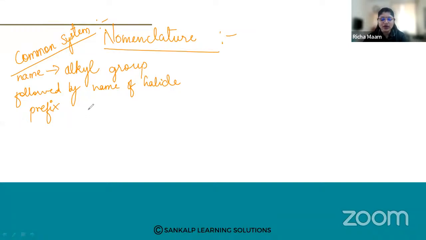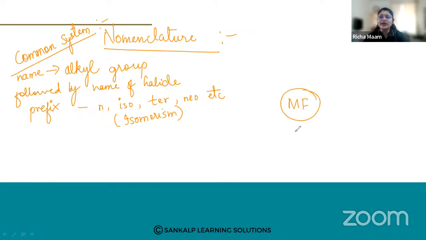So what are the prefixes used? Like N, iso, tertiary, and neo, etc. These are used to indicate isomerism. Now what do you mean by isomerism? Isomerism means the molecular formula remains the same, and the change will be in the structural formula. This is called isomerism.